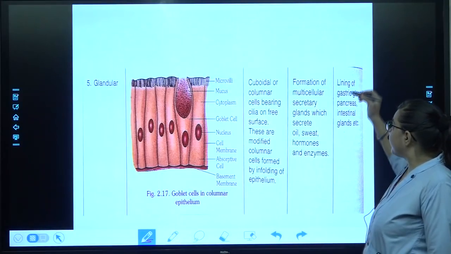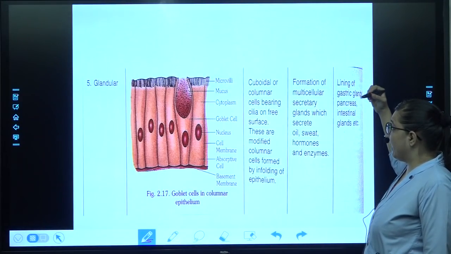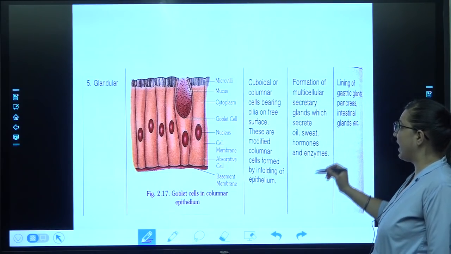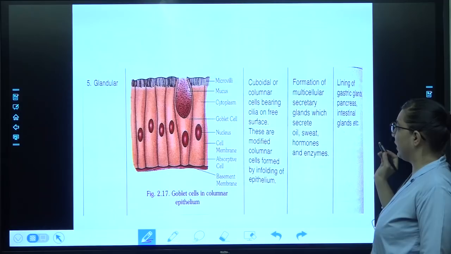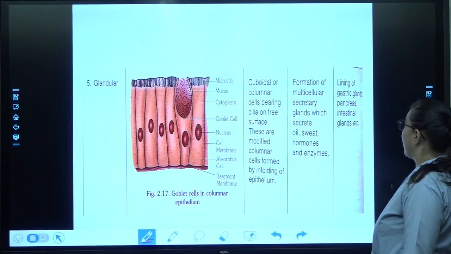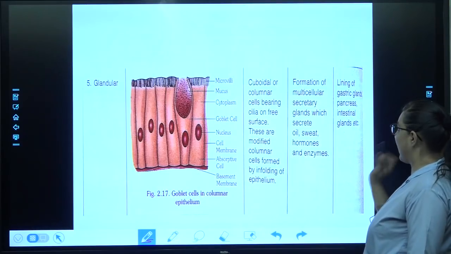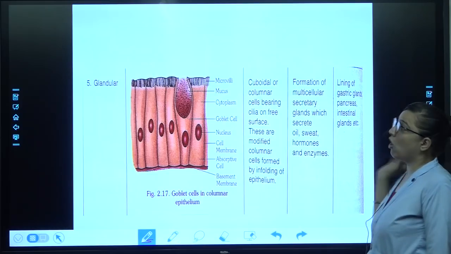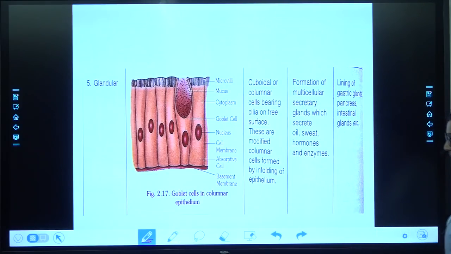cell, where it will help in the formation of multicellular secretory glands, which will help to secrete oil, sweat, hormones and enzymes, where it is present in the lining of the gastric glands, pancreas, intestinal glands. Alright, read this.